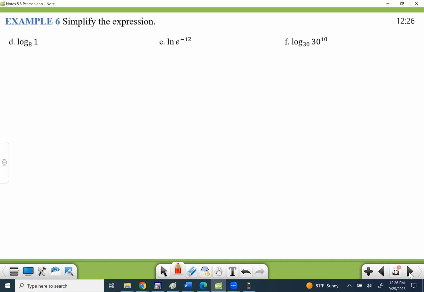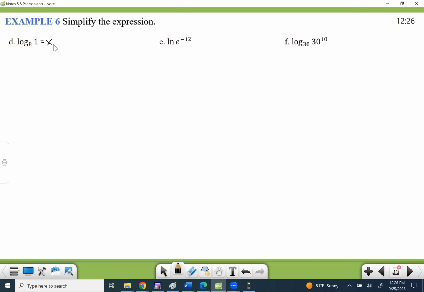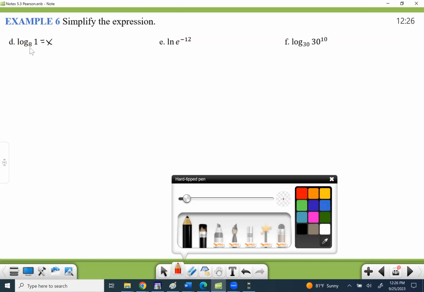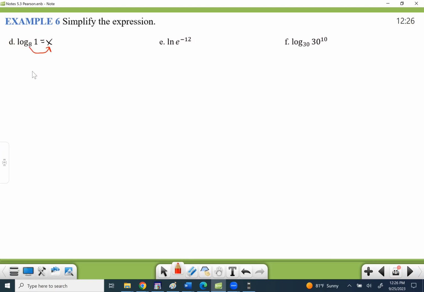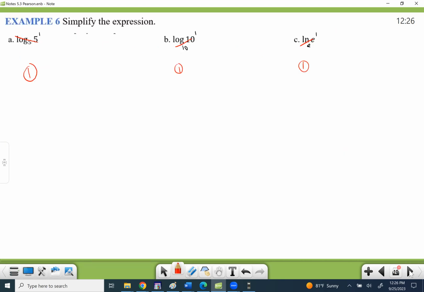On this one, if you wanted to, it'd probably be easiest to just add the equals x to it, because maybe you haven't memorized this yet, which takes some time. 8 to the what gives you 1? We have to think about what exponent we could put on the 8 to get a 1. Well, it turns out that the answer would be 0. Let's go back and look at one of our properties just to remind you. It says right here, anytime there's a 1 in this position, no matter what the base, it's 0. That makes complete sense from the example we just did.